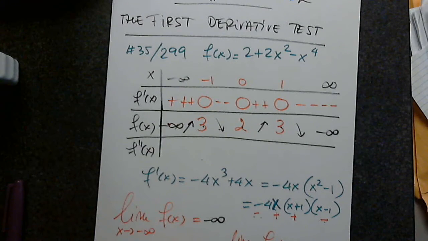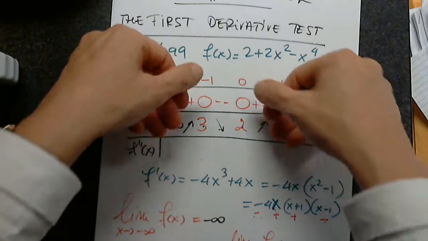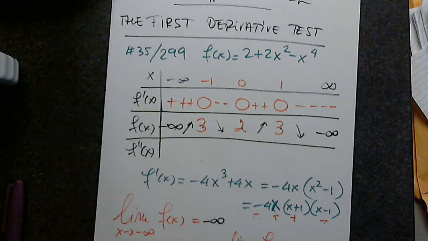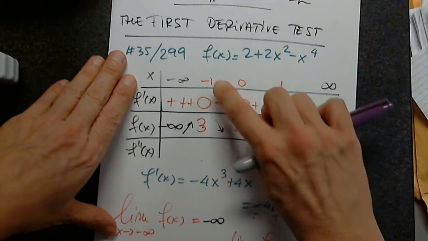That's where the derivative is positive. Now the question is, what are the intervals of decreasing? Negative 1 to 0, because the derivative is negative, union 1 to infinity. Is that clear? Okay. Now let's establish what these points represent.